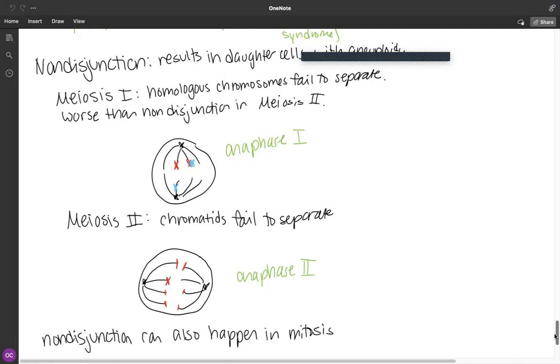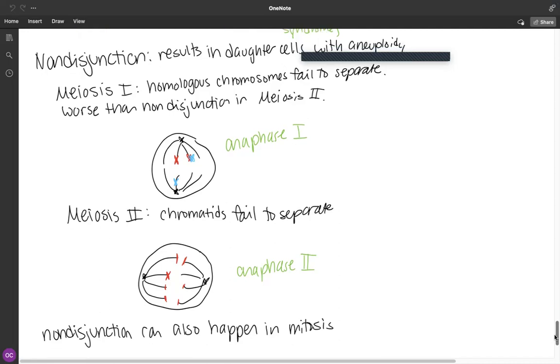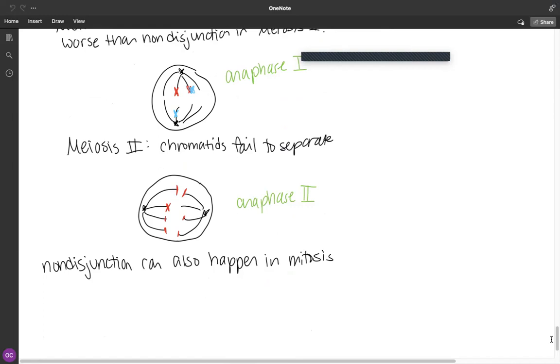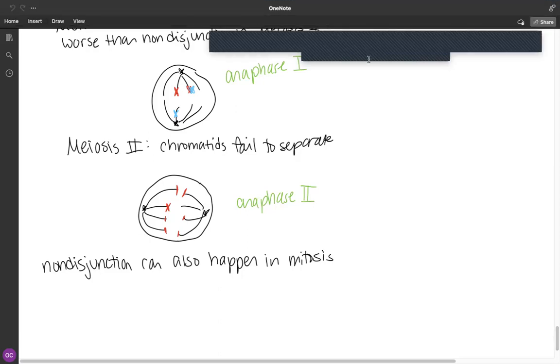And in meiosis 2, the chromatids fail to separate. Remember at this point, there's crossing over. So, I mean, we don't really call them sister chromatids, but they are chromatids. So they fail to separate during anaphase 2. So you have a cell that has too many chromosomes now, and then you have a cell that doesn't have enough chromosomes, which is bad, because then you're spreading that affected gamete to your offspring. And again, like I mentioned, non-disjunction can happen in mitosis, but we're not really focusing on that.